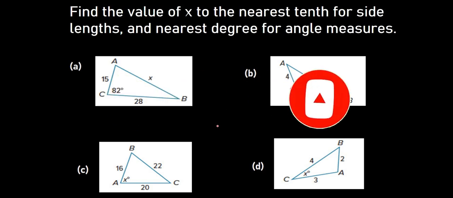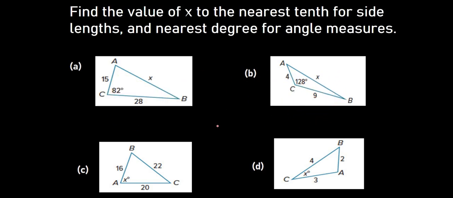Okay, the question says find the value of x to the nearest tenth for side lengths and nearest degree for angle measures. Question A and B involve finding the side length, and question C and D involve finding the angles. So let's take them one after the other.